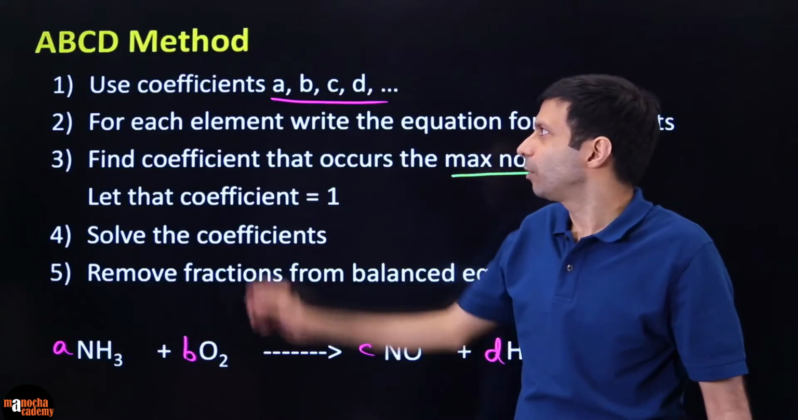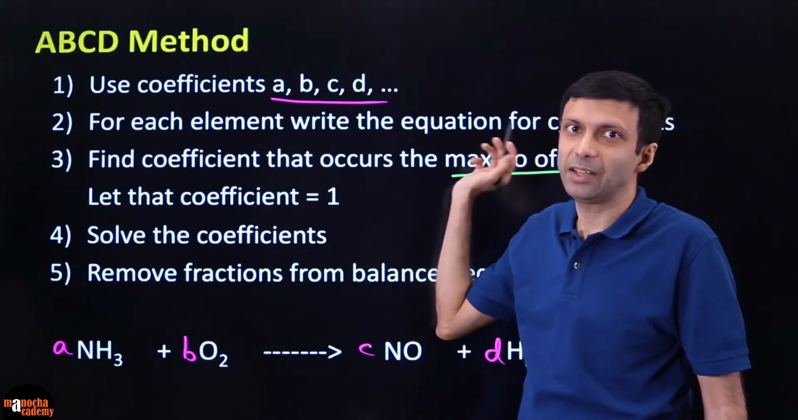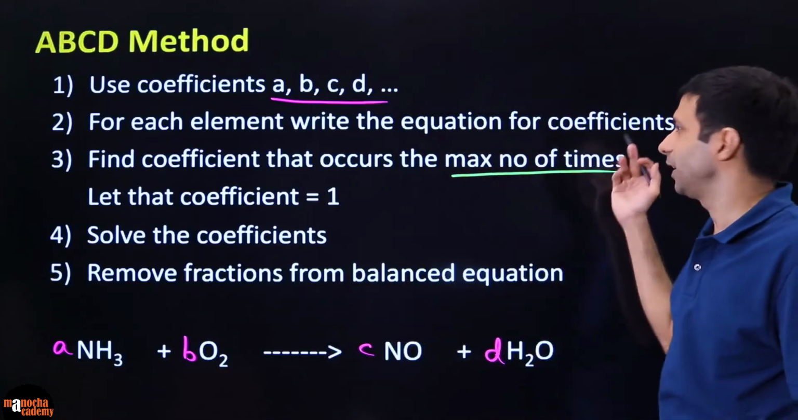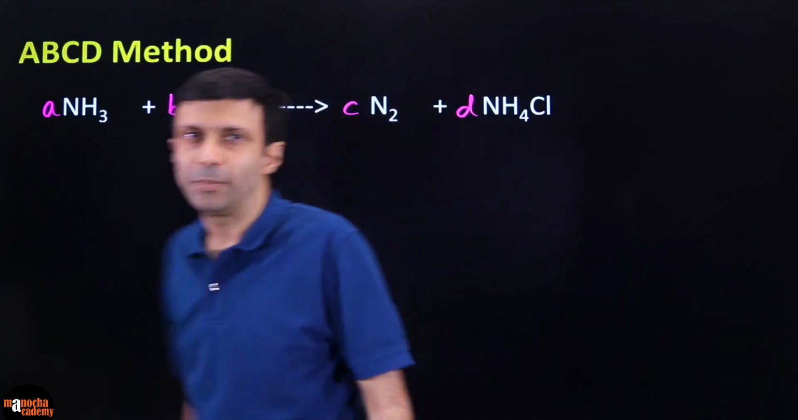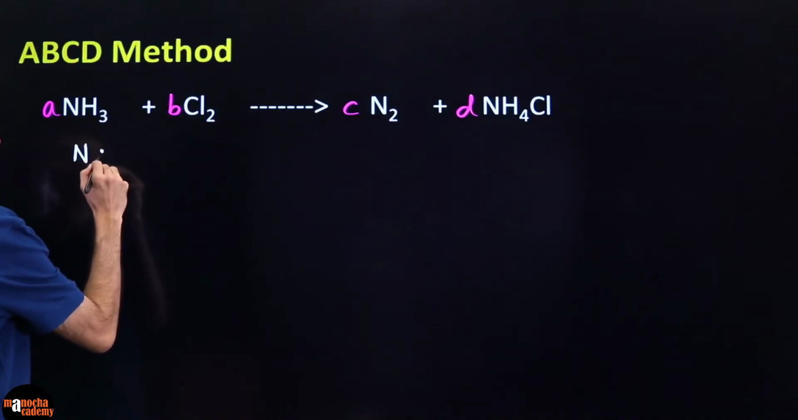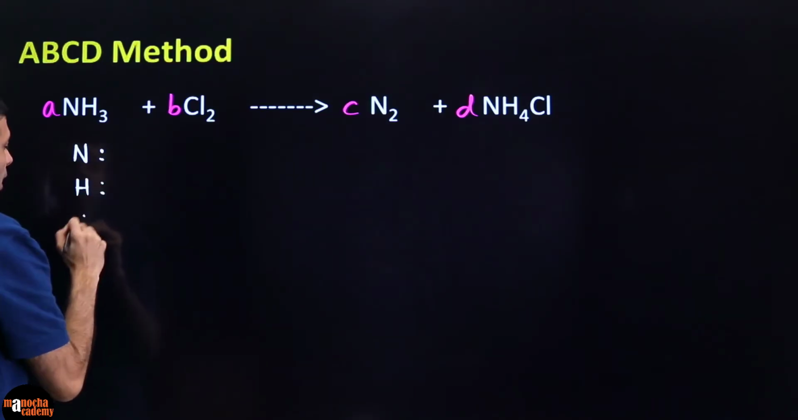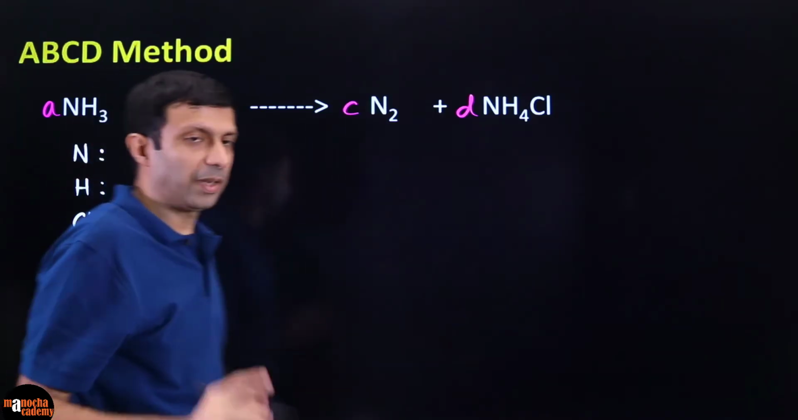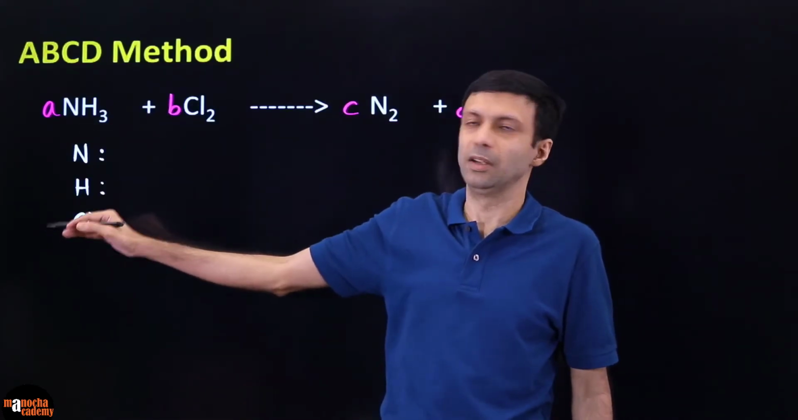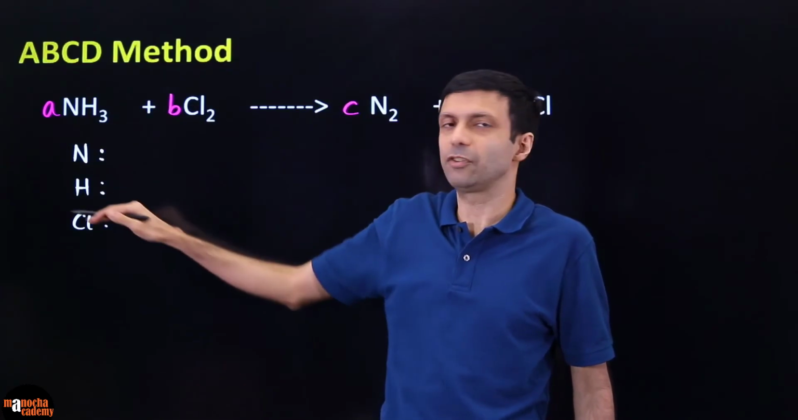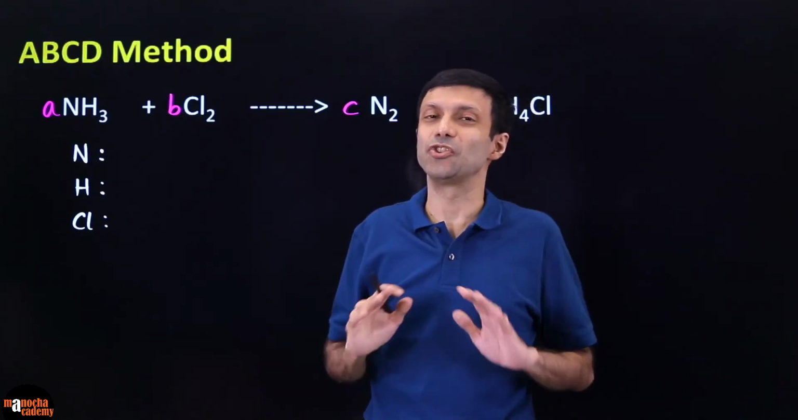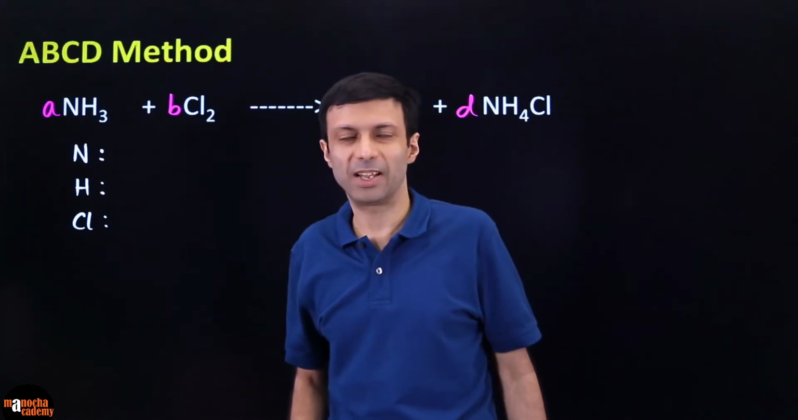Now what is the second step? For each and every element, write the equation, counting the atoms on the left and the right. So who are the elements involved here? You can see the elements are nitrogen, hydrogen and chlorine. Please note, break it down into its elements. Do not make a table of ammonia and chlorine. Every element: nitrogen, hydrogen, chlorine. Now you know the number of atoms of each element on the left and right should be equal. So let's put that down.